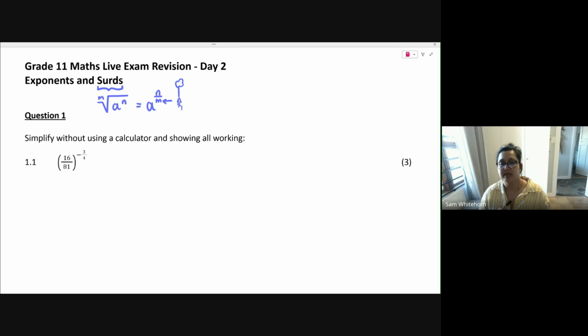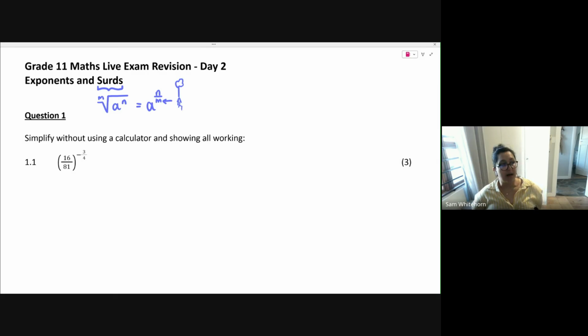Right, so 1.1, we've got 16 over 81 to the power negative 3 over 4. All right, so not only do we have a rational exponent, we also have a negative exponent. Now, grade 11s, there are so many different ways that you can answer, approach, deal with simplifying exponential expressions. It entirely depends on what you see first and what you want to deal with first, I suppose.